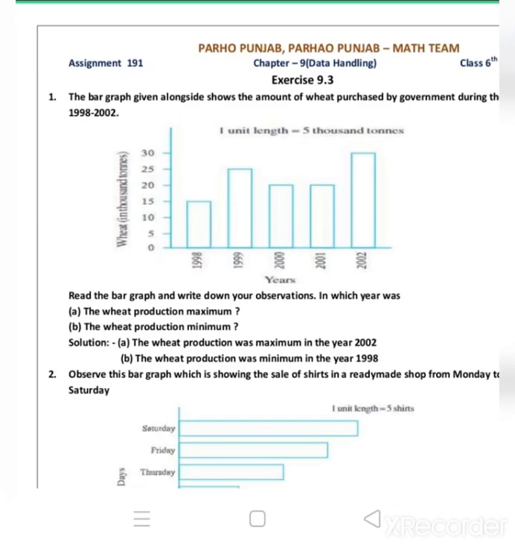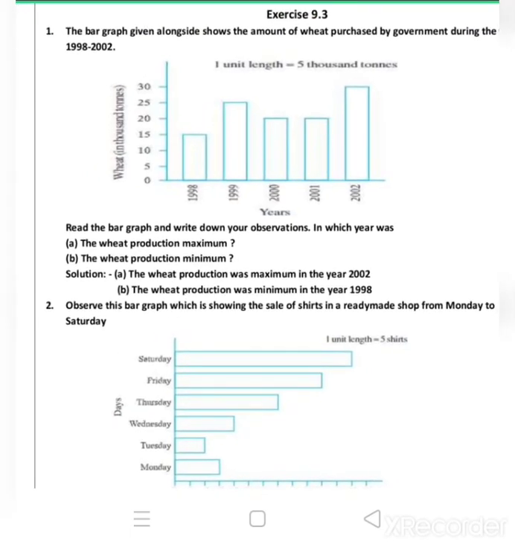I hope you understand all these 3 questions and about bar graphs. Now you can easily give the answers from a bar graph.